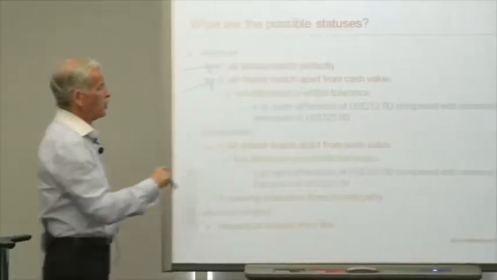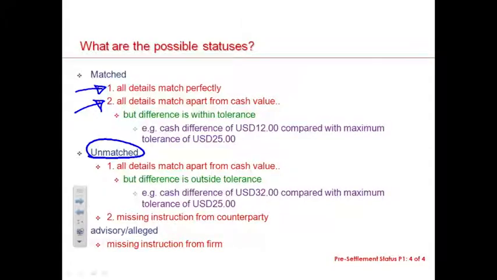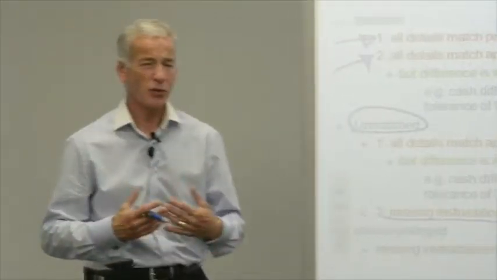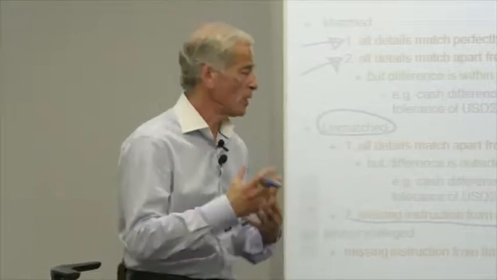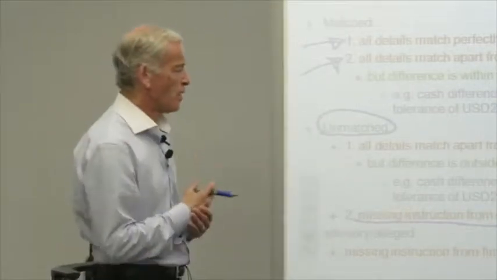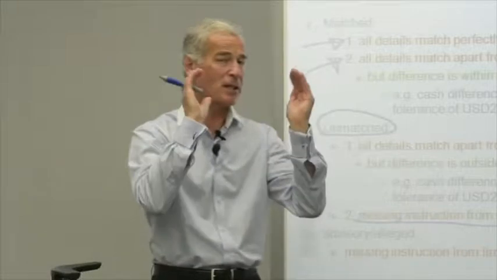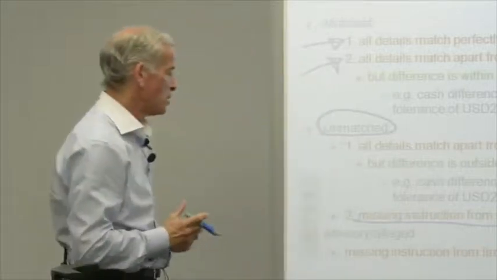On the other hand, your status would be unmatched if all details match apart from the cash value, and if the monetary amount is more than $25 or currency equivalent, or you've got completely missing instructions from the counterparty. So this would be a situation where you have issued your settlement instruction, there is no matching, there is no equivalent instruction, let's say yet at least, from the counterparty.